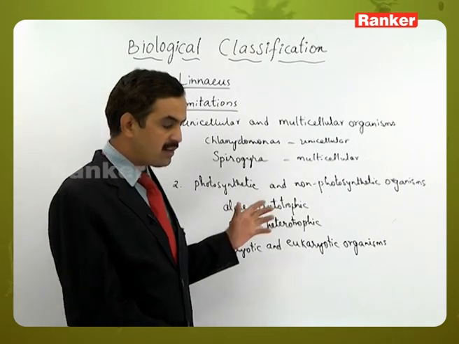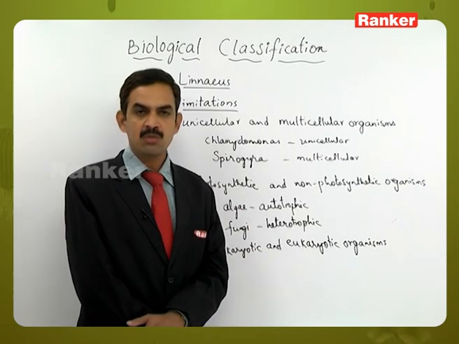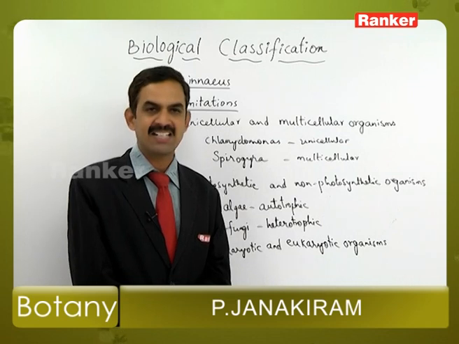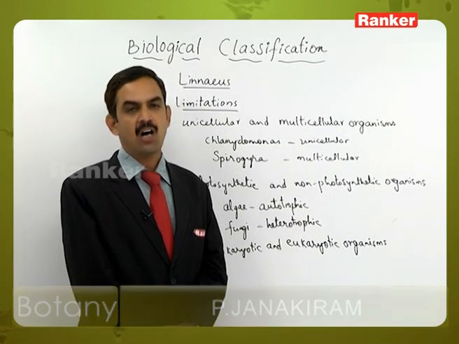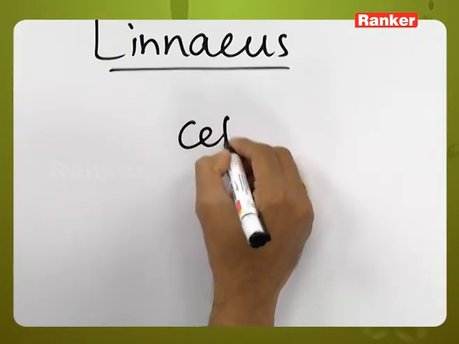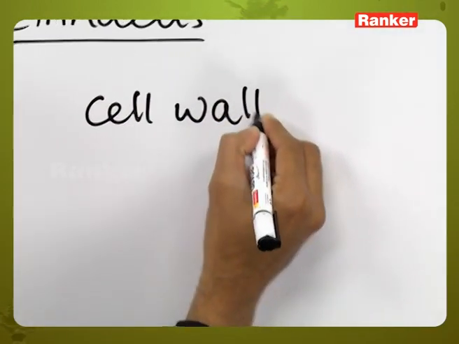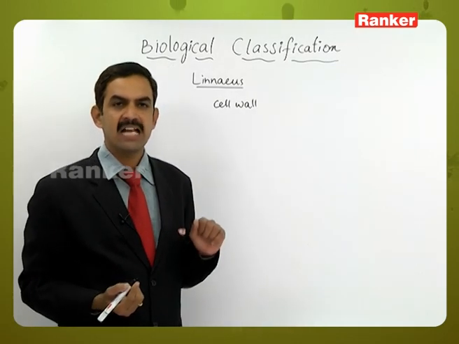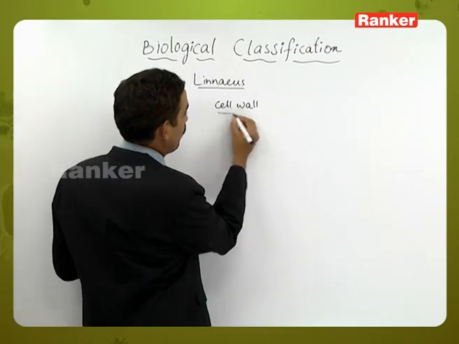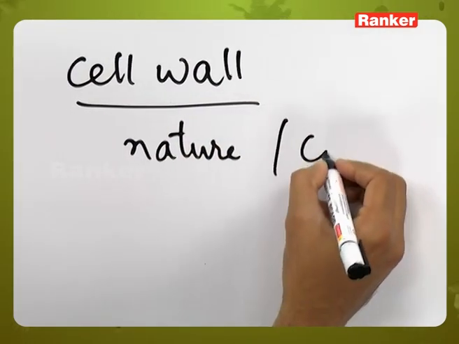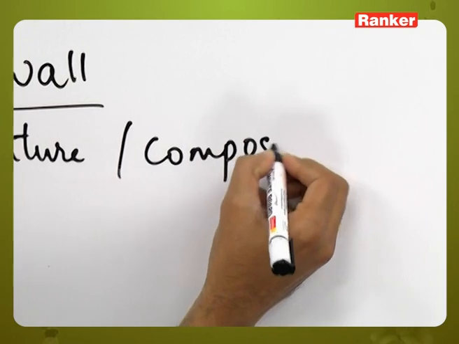Because of all these things, scientists tried to give some other, new type of classification which may be adequate and satisfy and justify the objections raised by other groups of scientists. The only characteristic feature considered by Linnaeus was the presence of a cell wall in plants. But what is the actual nature, or composition, of the cell wall?